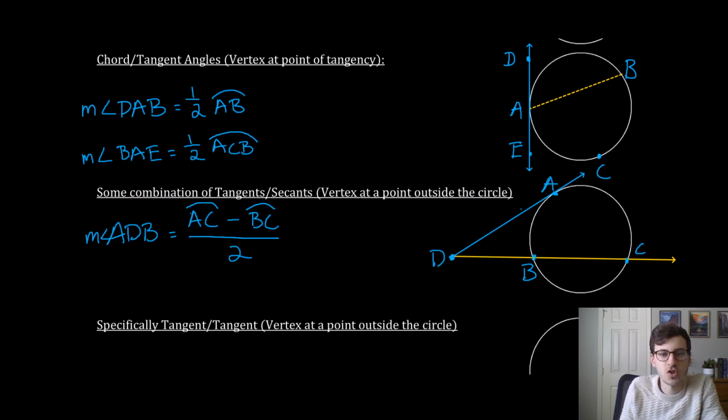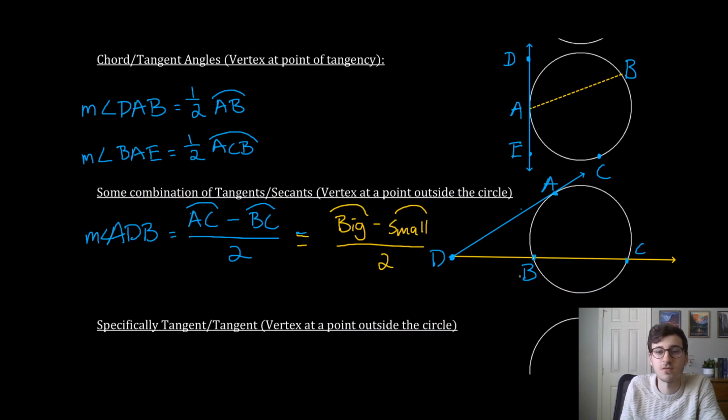And really, if we were to generalize this, we would say that this is the big arc minus the small arc divided by 2, right? That's that angle. ADB is the big arc minus the small arc divided by 2. That's what the angle is equal to. Okay, this is a tangent and a secant where your vertex is outside of the circle. And it's not the average, right? It's the big arc minus the small arc divided by 2.